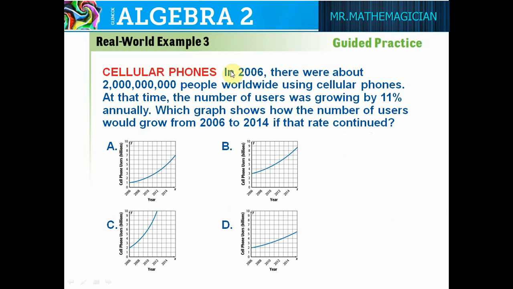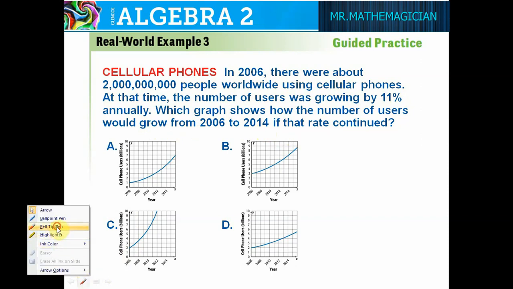Now, in 2006, there were about 2 billion people worldwide using cellular phones. At that time, the number of users was growing by 11% annually. Which graph shows how the number of users would grow from 2006 to 2014 if that rate continued? So let me show you how you can do this.